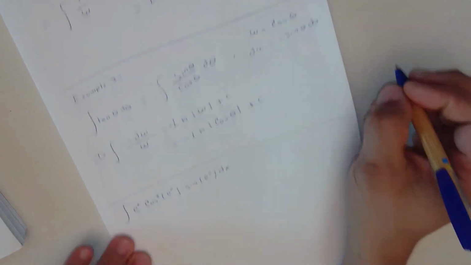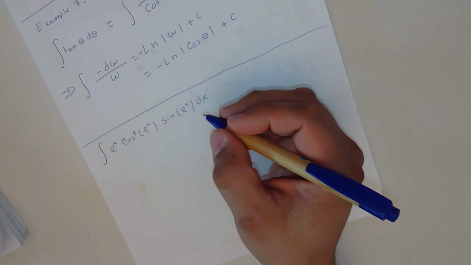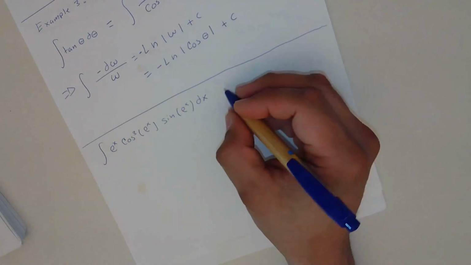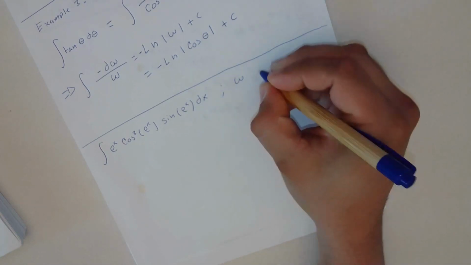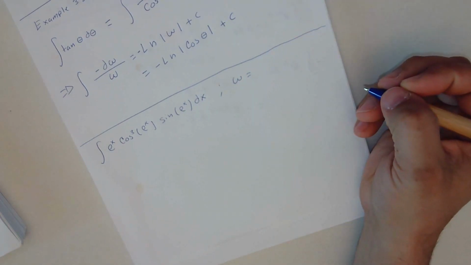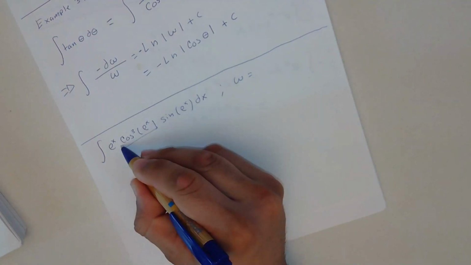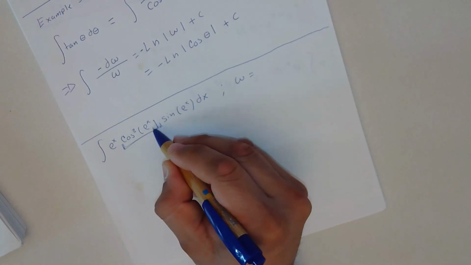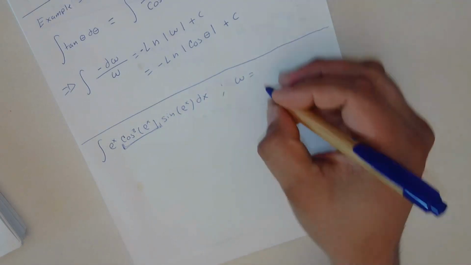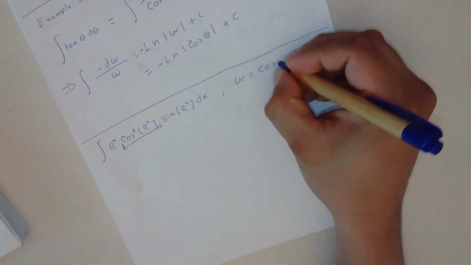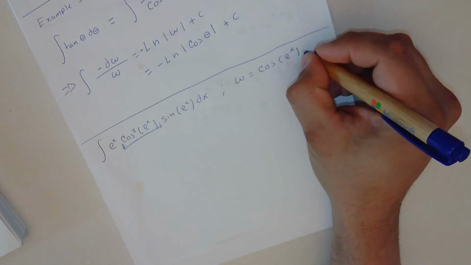Let's do the last one. What do you think will be the ideal w for this one? I will say the cosine of this. Basically, this is a whole function that has another function inside, but I am not going to carry out the exponent three. I will just say the cosine of e to the x.